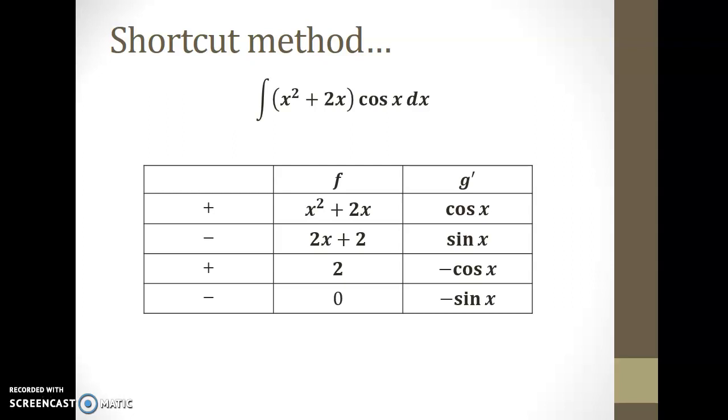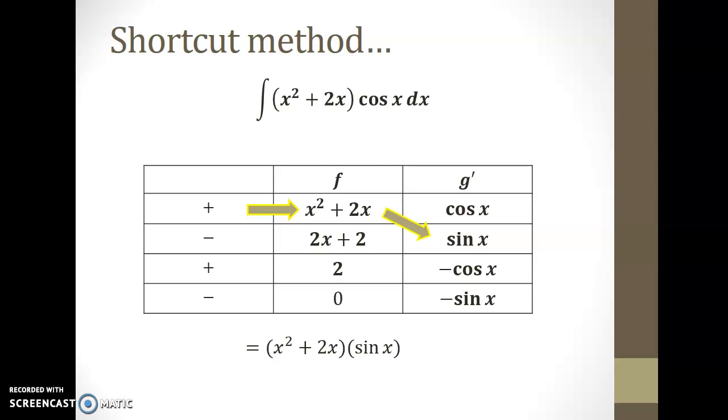On the left-hand column, I have alternating signs, pluses and minuses, always starting with a plus for the first row. And here is what we're going to do. We are going to consider the product of x squared plus 2x with sine of x. So there's kind of a delay between the f's and the g primes we're multiplying together. The signs on the left tell you whether you're adding these products or whether you're subtracting them.